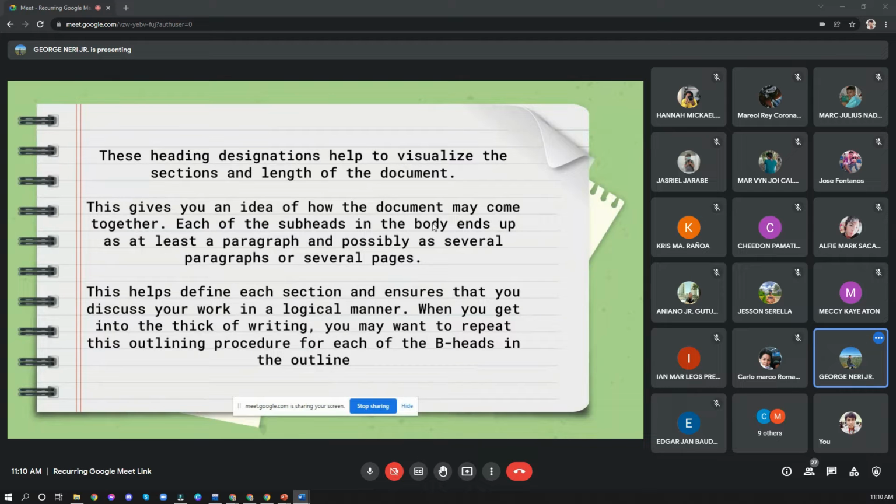This heading designation helps to visualize the sections and length of the document. This gives you an idea of how the document may come together. Each of the subheads in the body ends up as at least a paragraph and possibly as several paragraphs or several pages. This helps define each section and ensures that you discuss your work in a logical manner. When you get into the thick of writing, you may want to repeat this outlining procedure for each of the heads in the outline.